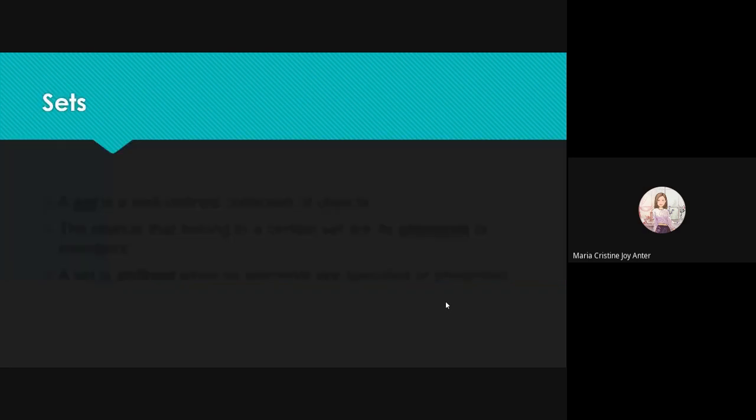For our session this afternoon, we will have concepts about sets and set theory, and also the ideas on how we operate on sets and all those things. Okay. Now for sets, first let us define what a set is.